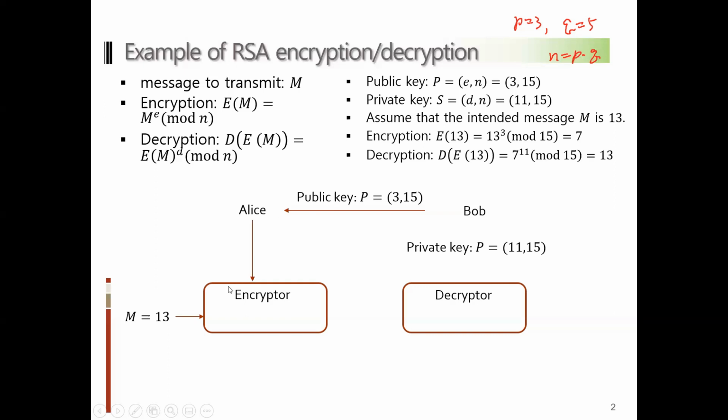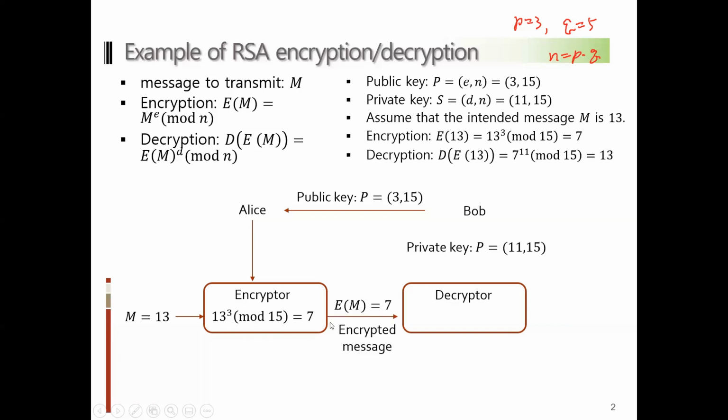Then what Alice does is she multiplies this message 13 three times, in other words, she calculates 13 to the third, and this 3 comes from the public key. Then the number 15 is used as a divisor when she is calculating the modulo value. So she divides this value by 15 and obtains the remainder, which is 7. And what she transmits is only 7.